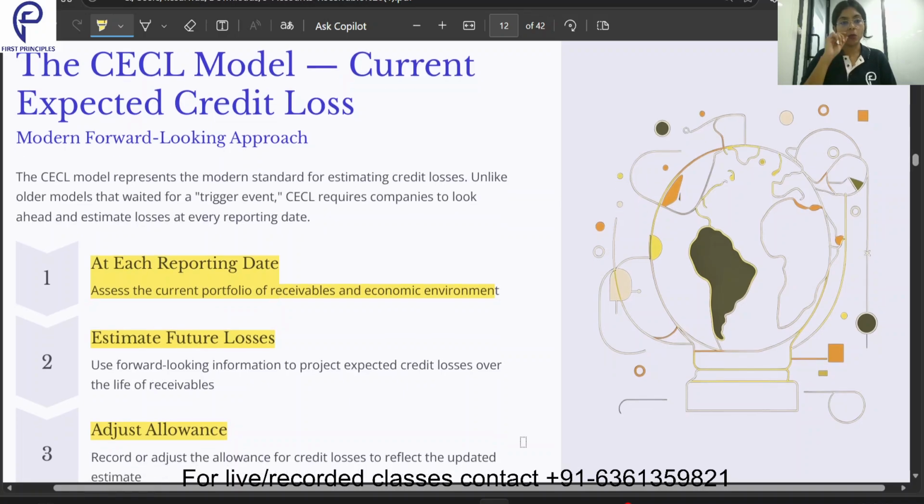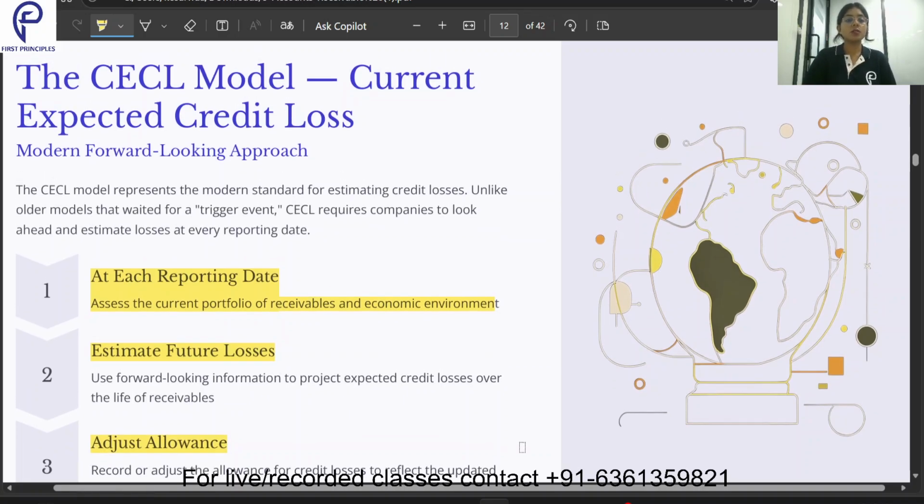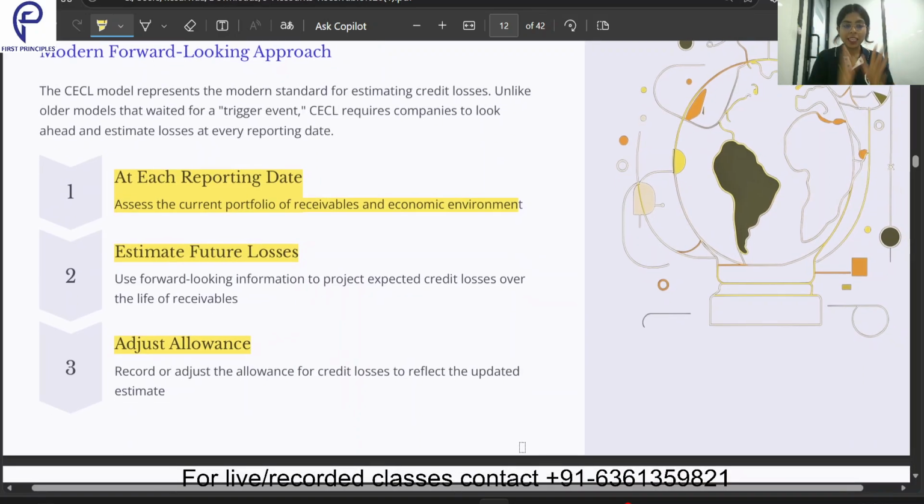Moving on to the CECL model, the current expected credit loss model. First of all, this is a modern and forward-looking approach. What happens in this model? At each reporting date, we assess the current portfolio of receivables and the economic environment. What does that mean? There will be a date on which we are assessing our accounts receivable. So we are having a look that, okay, this is my accounts receivable. How much losses can be there? We need to estimate the future losses out of our accounts receivable, and we have to make sure that at the end of the year this much amount should be there in my allowance for credit loss account.